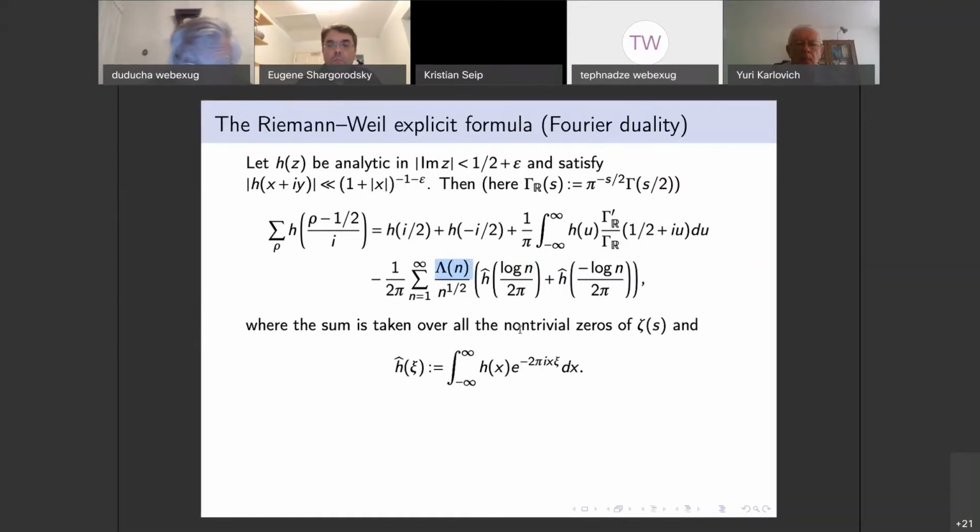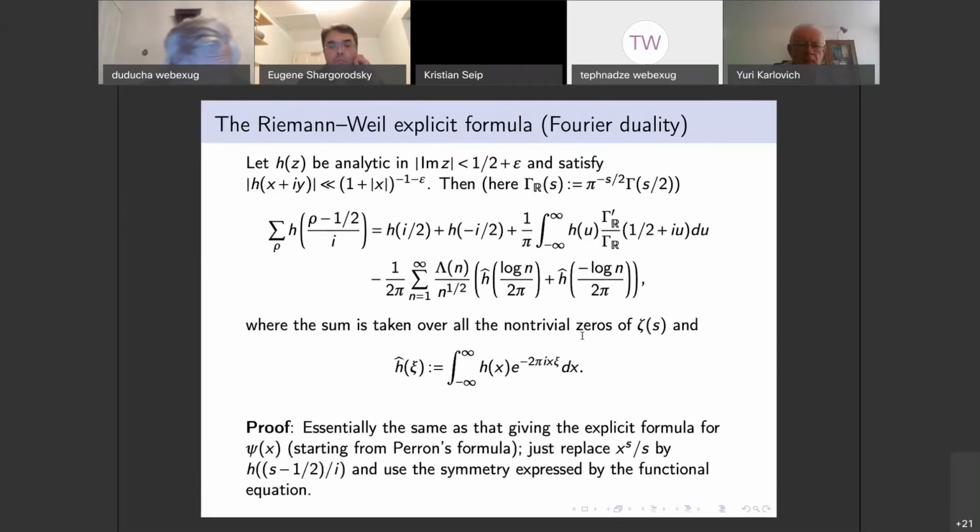So in the last sum, you should really think of it as a sum over the primes because the higher order powers don't really play an essential role. So you can certainly think of it as a sum over the primes. Okay, so then I think I wrote here what I already said, that we get it by replacing x to the s over s in Perron's formula by this more general test function. And we use the symmetry expressed by the functional equation.